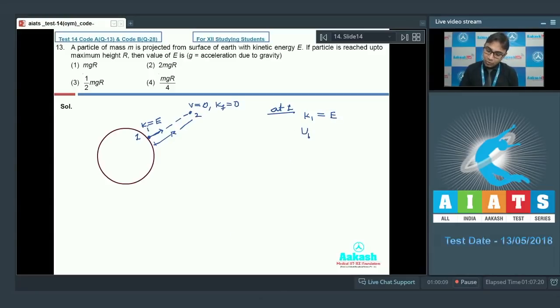And what will be the potential energy at point 1? It is at a distance r from the center of the earth. So we can say that the potential energy will be minus GMm by r. So this will be the potential energy at point 1. At point 2, kinetic energy will be equal to what? 0, because it is at maximum height.